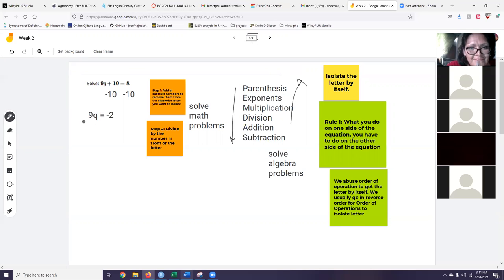So this one, I want to divide by 9 on both sides. So 9 divided by 9, those cancel out, which is what we want, which leaves us Q equals -2/9. Do not turn this into a repeating decimal.